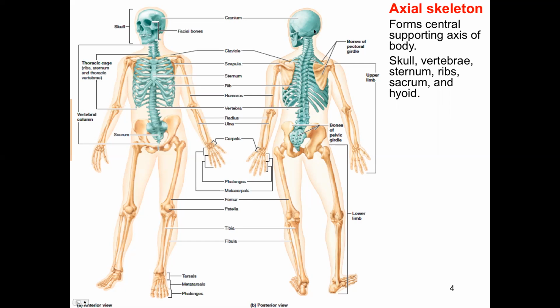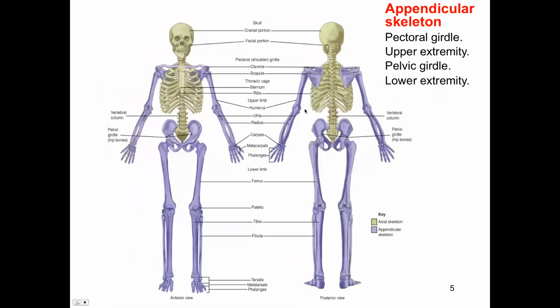So you should be given a bone, and you should be able to say whether it's in the axial or the appendicular skeleton, which is the rest, which is now in purple here. All right, so the appendicular skeleton is the pectoral and the pelvic girdles, as well as every bone of the appendages. All right, so that's basically what you're looking at here.